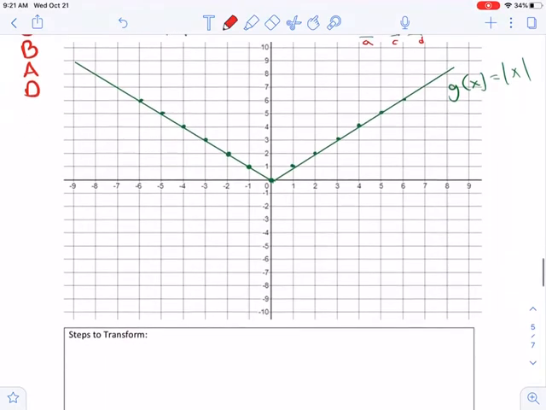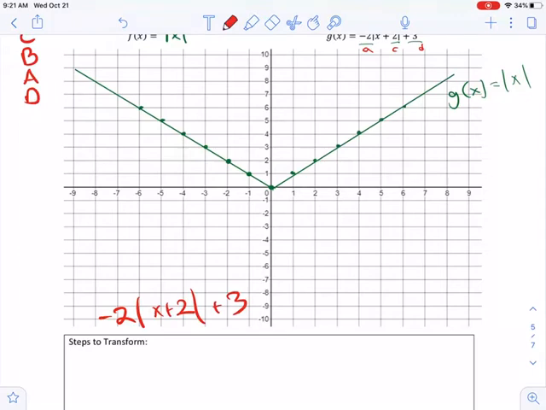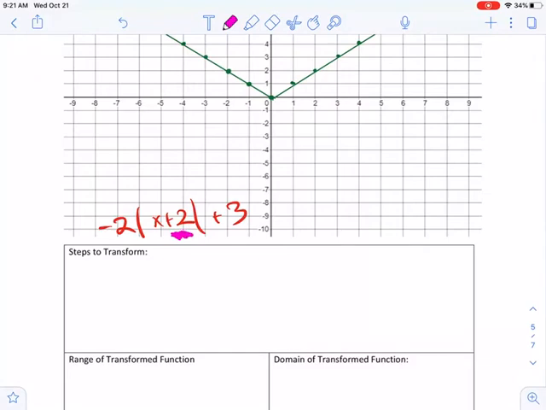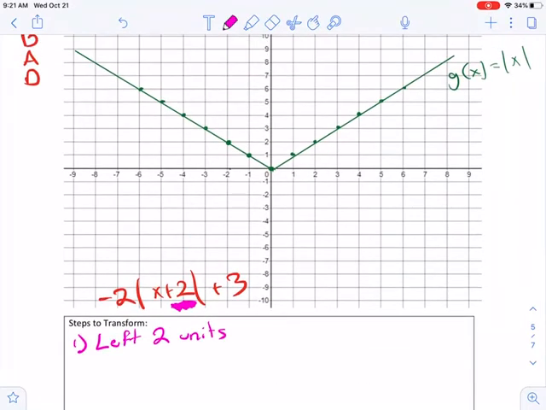So from here, I would go down to my steps to transform, and I might just rewrite this equation so that I have it. So this is negative 2x plus 2 plus 3. And starting along these lines, I'll try to be pretty particular. So this plus 2 is our B value, and that is going to move our graph to the left 2 units. And I might even just complete that task right away on my graph. So I'm going to take every point that I have and move it to the left 2 units.